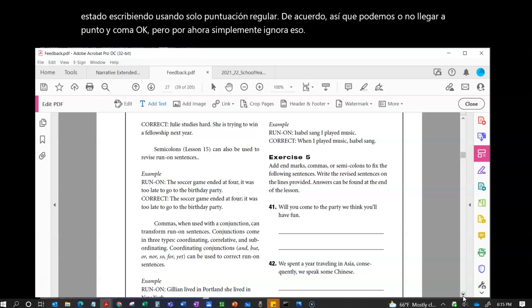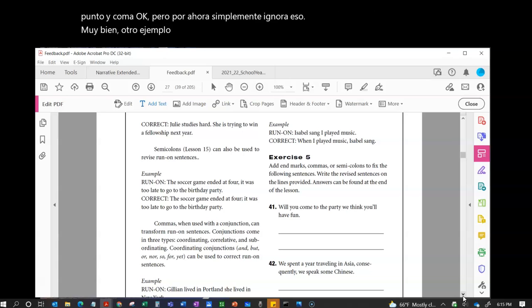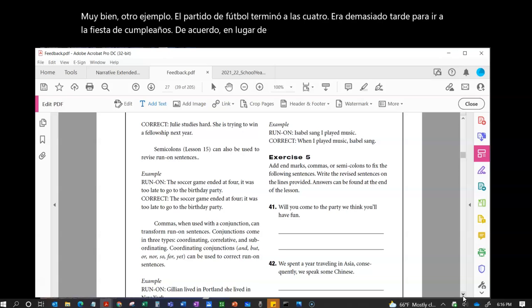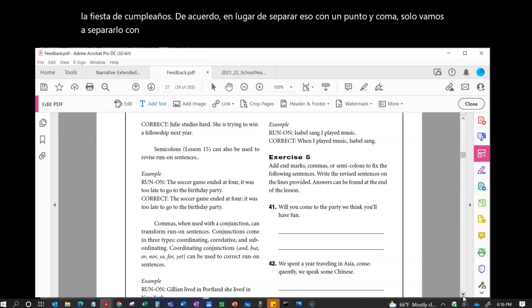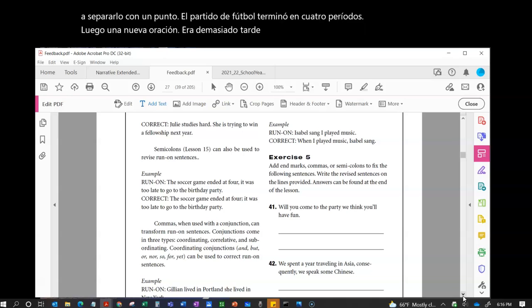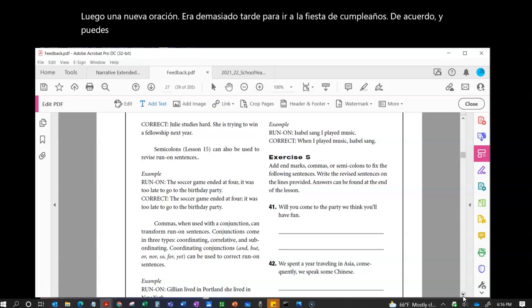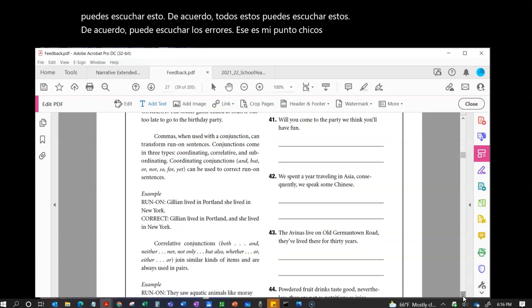All right, another example. The soccer game ended at 4. It was too late to go to the birthday party, okay? So instead of separating that with a semicolon, we're just going to separate it with a period. The soccer game ended at 4, period. Then a new sentence: it was too late to go to the birthday party, okay? And you can hear these, okay? All of these, you can hear the errors. That's my point, guys, okay? So read it out loud.